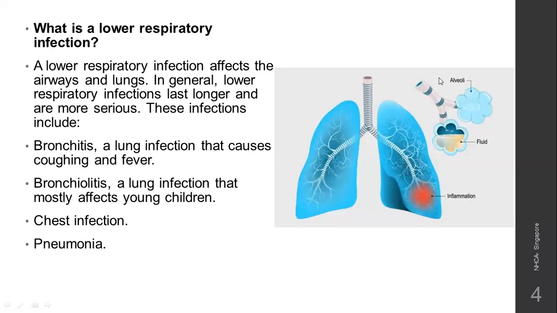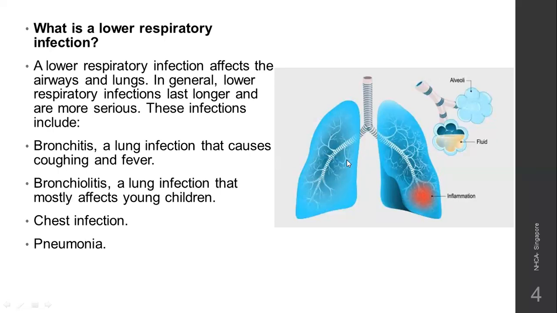Okay. Then bronchiolitis usually happens in young children. Bronchioles, okay, these are the small branches of bronchi. Okay, these are the bronchioles, the smallest branch of the bronchi. Okay, so that gets inflamed. That happens in young children.